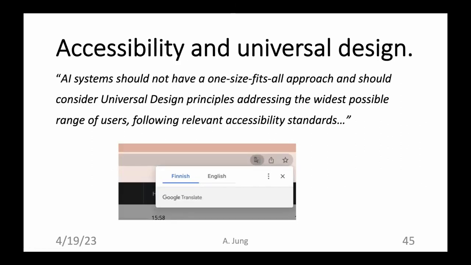Another requirement here is that AI systems should not have a one-size-fits-all approach and should consider universal design principles, addressing the widest possible range of users following relevant accessibility standards. So this refers to the human user interface. What I would like to point out here is this nice feature of browsers to allow translation. For example, for me, this allows me to access Finnish newspapers. Without this machine learning service, I would not be able to access certain news media in Finland, unless I learn Finnish.